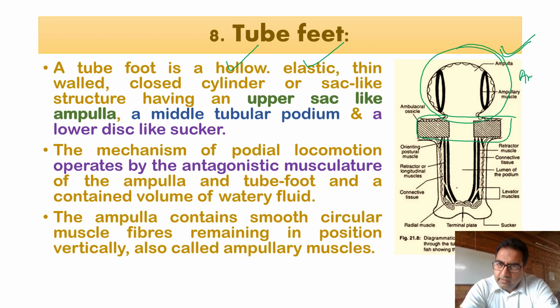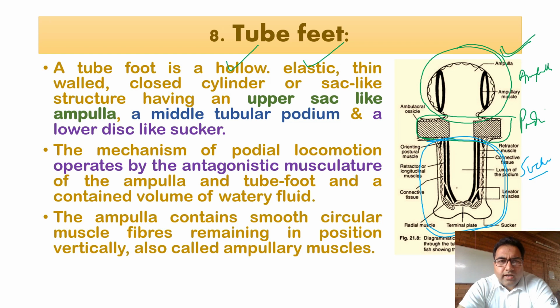So ampulla, podium, and the lower disc. This lower disc, which is shown in blue, is called the sucker. So the tube foot is divided into three parts, that is the ampulla, podium, and the sucker. The mechanism of podial locomotion operates by the antagonistic musculature of the ampulla and the tube feet, and it is contained with a volume of watery fluid.